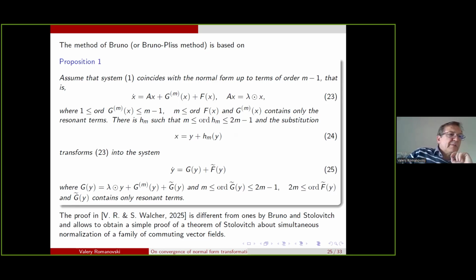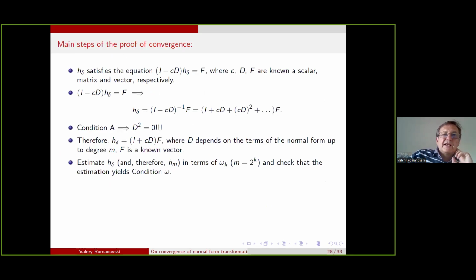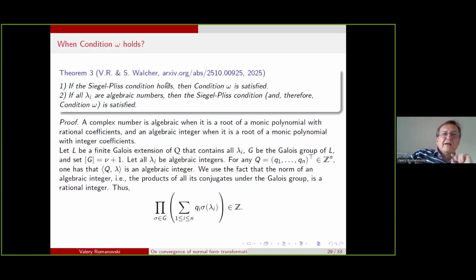I think maybe I do not have to explain the details of the Bruno-Bliss method, but I would like to mention a few things. One question is when the Ziegler-Bliss condition holds, when condition omega is satisfied. So first statement: if the Ziegler-Bliss condition holds, then condition omega is satisfied.